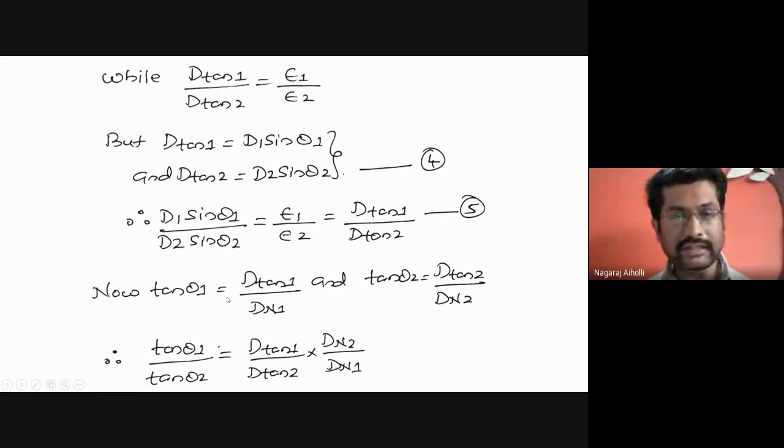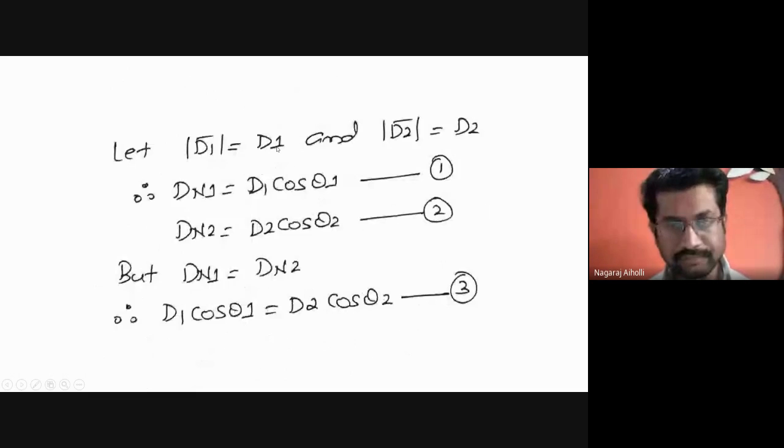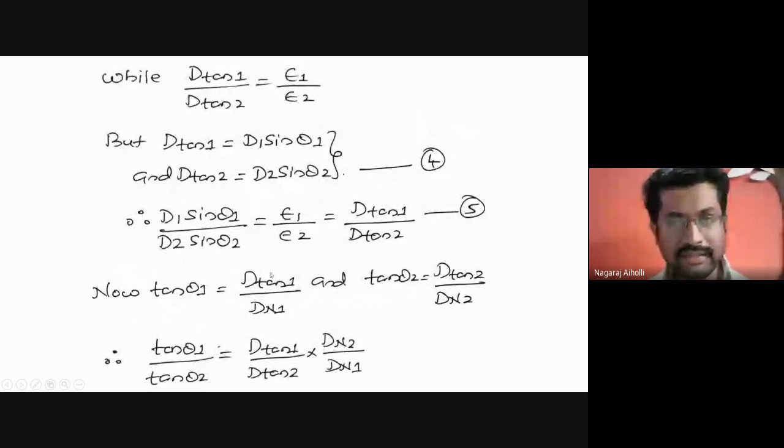Then tan theta 1 is Dtan1 by Dn1. Tan theta 1 will be the opposite side, that is Dtan1, by the adjacent side, that is Dn1. Correct? Tan theta 1 is Dtan1 by Dn1, and tan theta 2 is Dtan2 by Dn2.